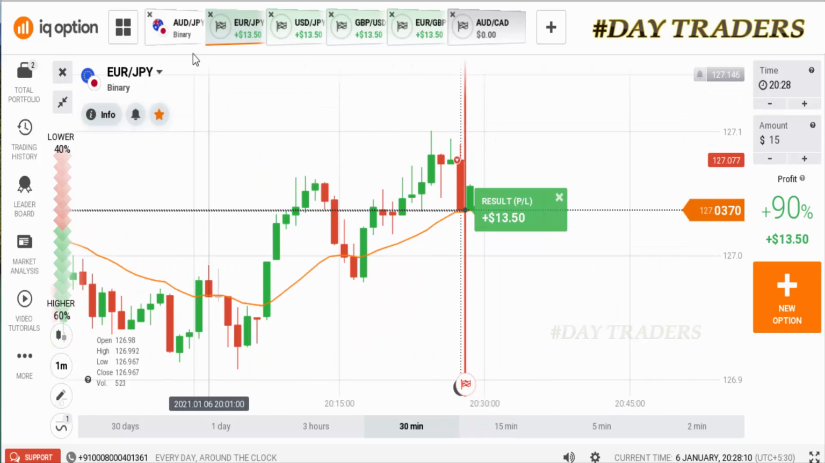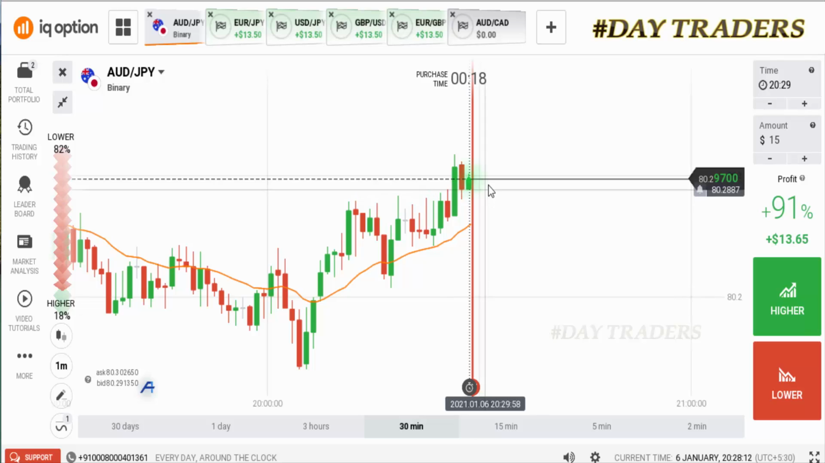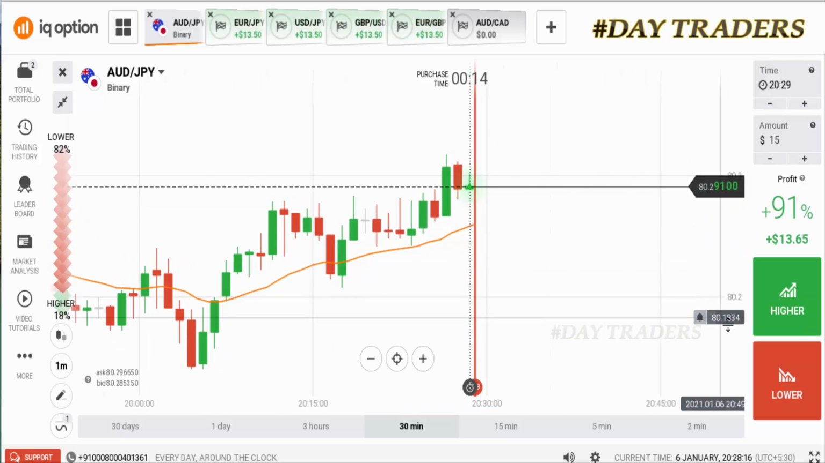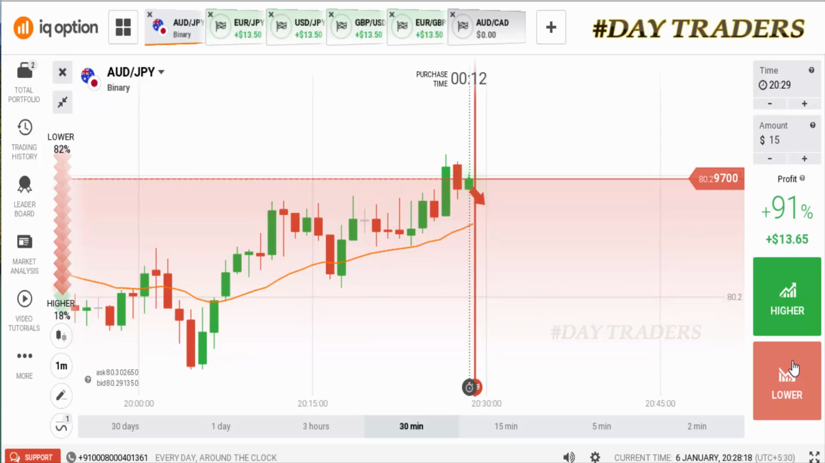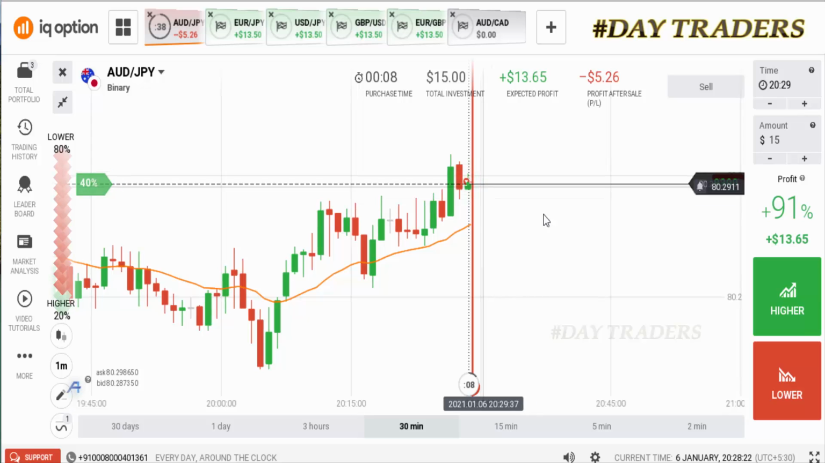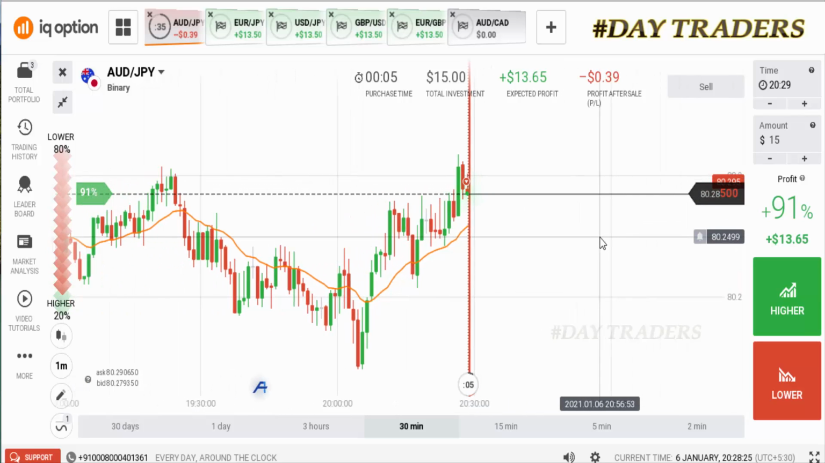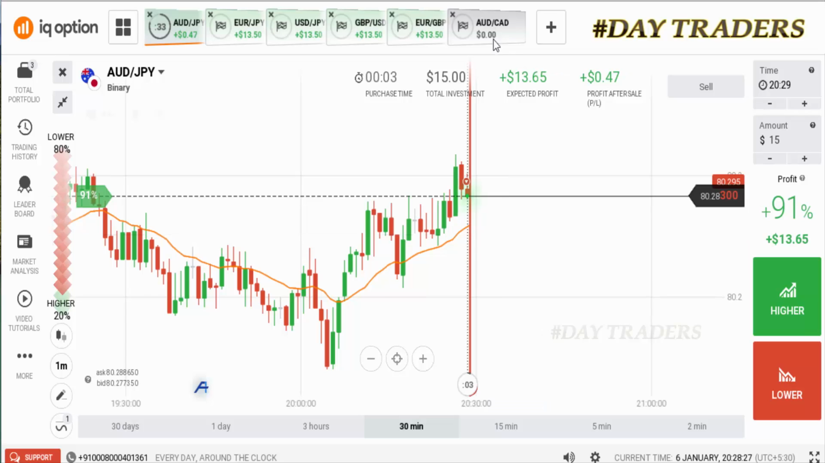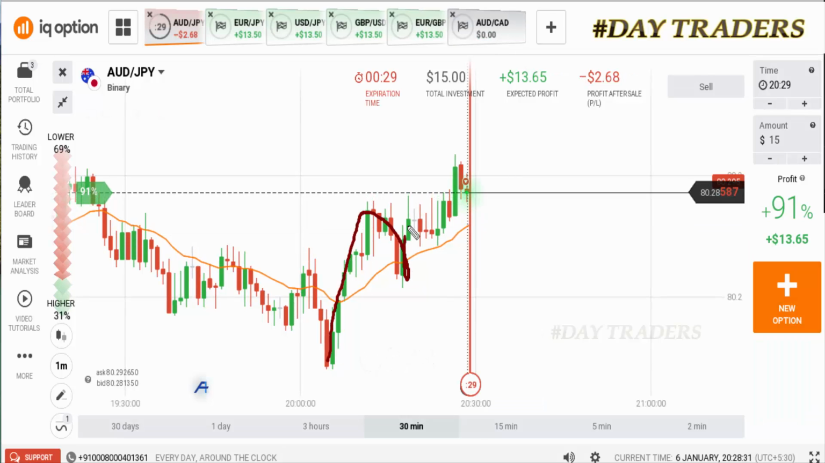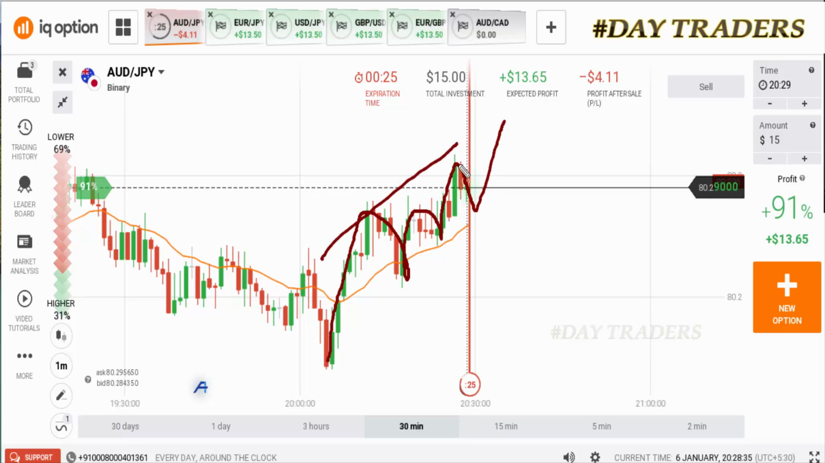So we have checked the next pair. Okay, we'll place a lower option. You can see this is an uptrend market. Okay, now I'm expecting this type of market, so that's the reason I place a lower option.